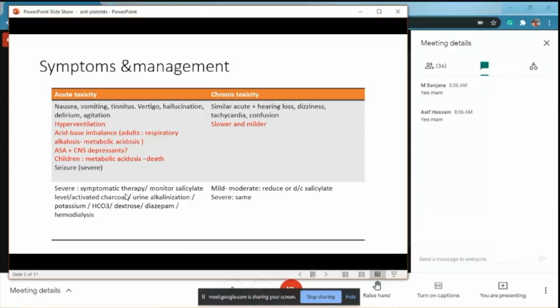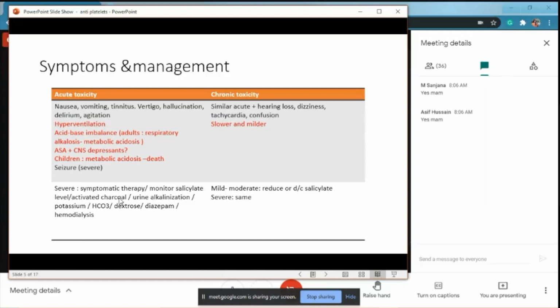First of all, we monitor the salicylate level. Sometimes we give activated charcoal to decrease the absorption of aspirin. We do urine alkalinization to increase the elimination of the drug. We know that aspirin is an acidic drug, so we have to alkalize the urine in order to increase the elimination of acidic drugs. If the patient has hypokalemia associated with the toxicity, we give potassium, and we give bicarbonate for the acidosis.